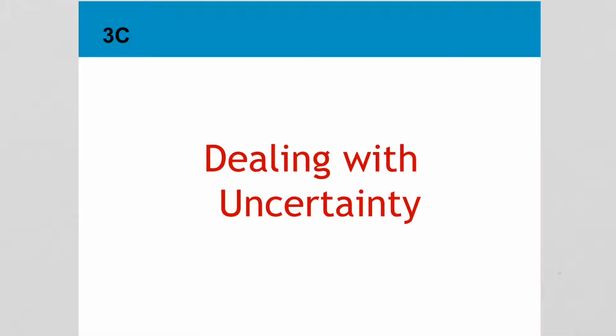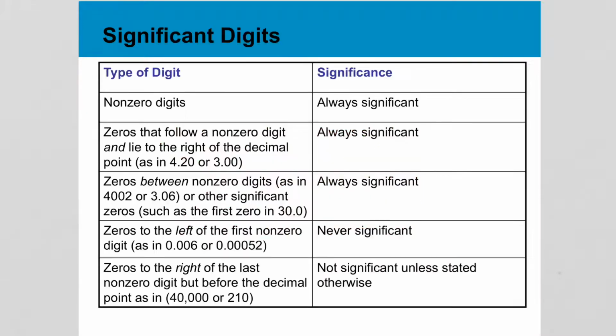In section 3C, we're going to talk about dealing with uncertainty. So the first thing we discuss is significant digits. How are digits significant? Okay, so non-zero digits are always significant. Some zeros are significant, but not all of them.